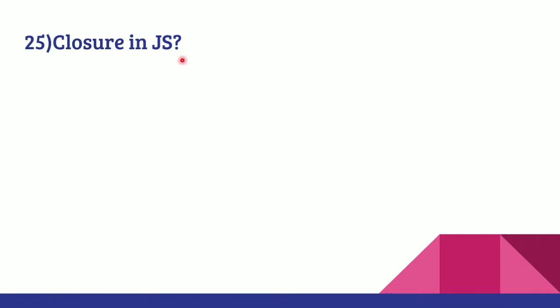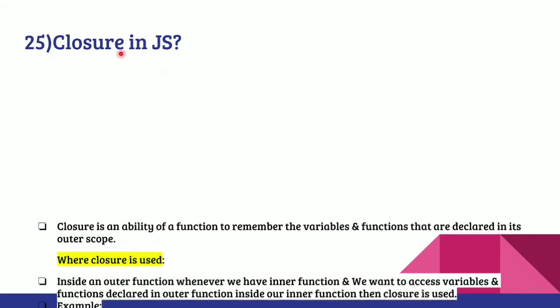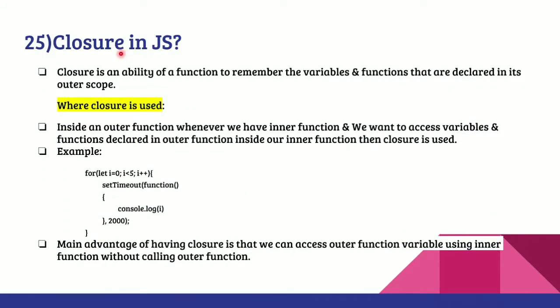Hello everyone. Let's focus on an important JavaScript question, that is closure in JavaScript. So what is closure? Closure is the ability of a function to remember the variables and the functions that are declared in its outer scope. Let's understand this with an example.